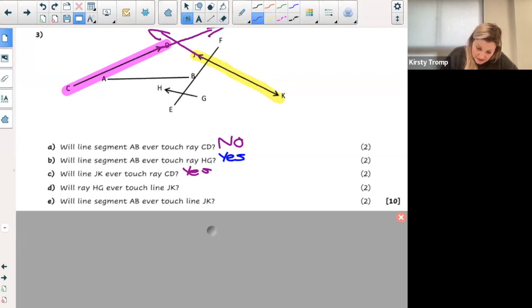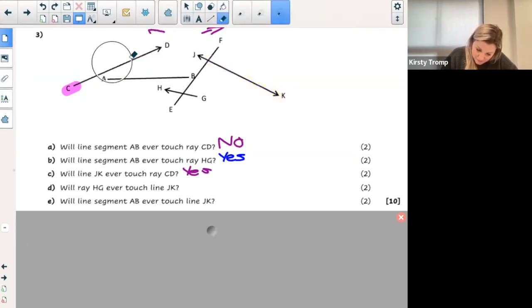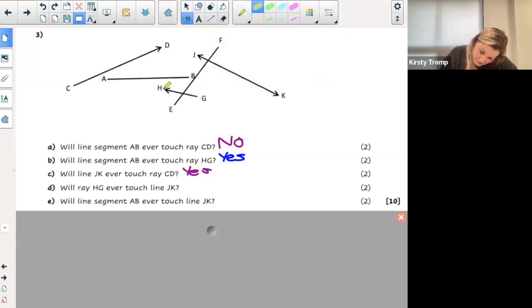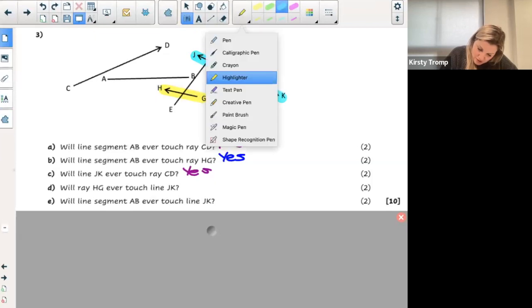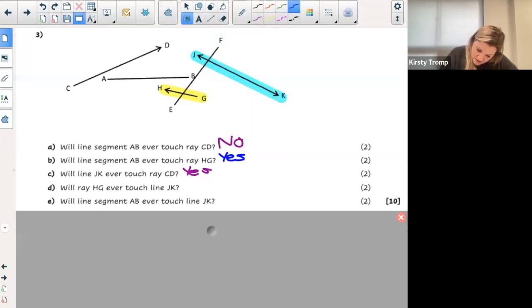Well done. Let's do the next one together. Are you ready? Yes, ma'am. The next one says, will HG ever touch JK? No, ma'am. Well done. Why not? Because they're facing different directions. Well done. This one is stopping here, and this one is going that way. So they will never touch. Well done. Thank you so much.